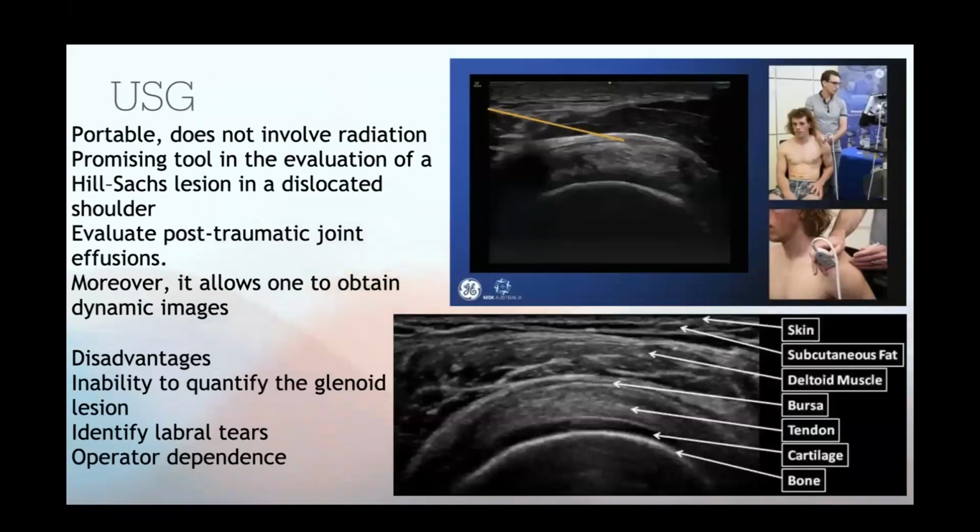Coming to USG, it is a very quick procedure that is non-invasive. It takes a high level of skill and a long learning curve to master, but it can be a very handy procedure. It is portable, and does not involve any radiation. It can detect Bankart lesions, labral pathologies, cuff lesions, post-traumatic effusions, and dynamic imaging. The only thing is, it is very inferior to your MRIs and CTs, and it is operator dependent.